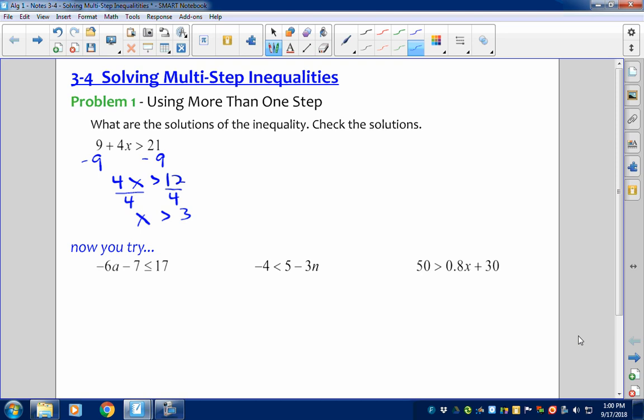You might be asked, you could be asked to graph that on the skill test, or you could be asked to give an example of a number that's in the solution set. What would be a number in the solution set? 4. 4 would be one, yeah.